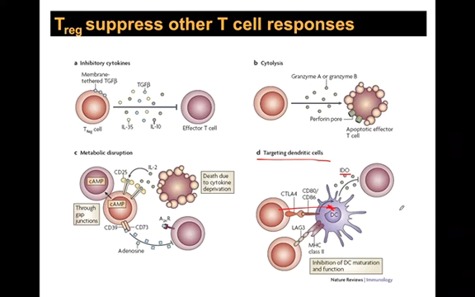Okay, so they can make cytokines, they can kill other cells, they can steal the resources, or they can shut off the dendritic cells. Those are the four main ways that regulatory cells are going to suppress other responses.